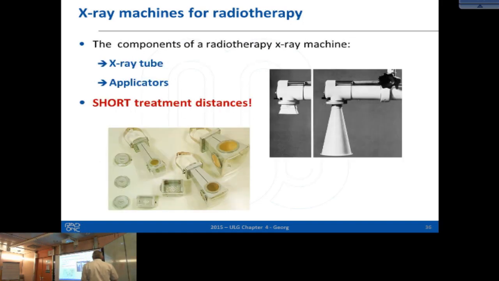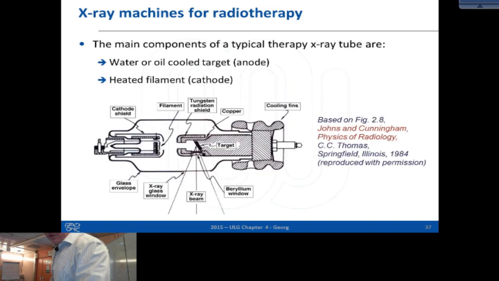About these applicators, they also have some heavy set material that acts as a primary collimator. We heard about that. I also explained these short treatment distances and the pitfalls of that, what can happen due to this inverse square law. When you look at the intensity, in some way also at the dose, you can make big errors there.